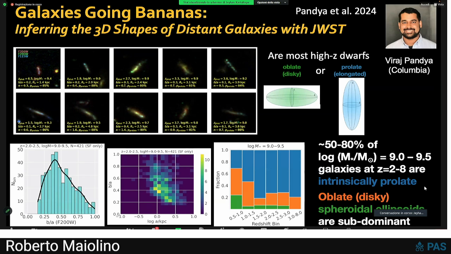And so what Viraj did was look at the distribution and model the distribution of the axis ratios of galaxies, because a population of prolate galaxies has an excess of very low axis ratio objects compared to a random distribution of disk galaxies. And what he found through this modeling was that a substantial fraction of galaxies, something like 50 to 80%, at these higher redshifts could be explained by intrinsically prolate systems rather than something that's inherently disky and rotation dominated. So this is interesting.